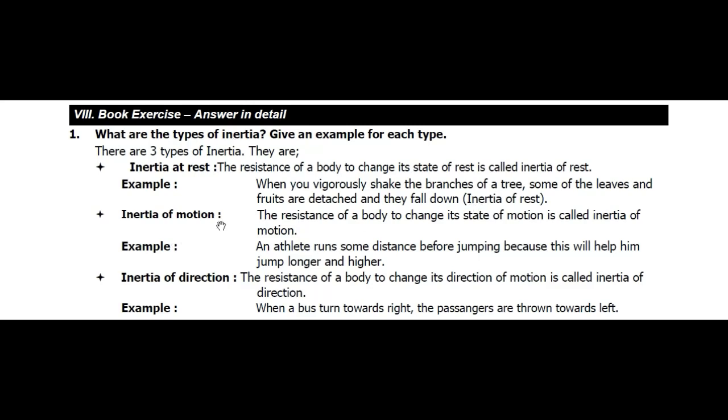Next we'll see inertia of motion. The resistance of a body to change its state of motion is called inertia of motion. Example: an athlete runs some distance before jumping because this will help him jump longer and higher. Third, inertia of direction. The resistance of a body to change its direction of motion is called inertia of direction. Example: when a bus turns towards the right, the passengers are thrown towards the left.